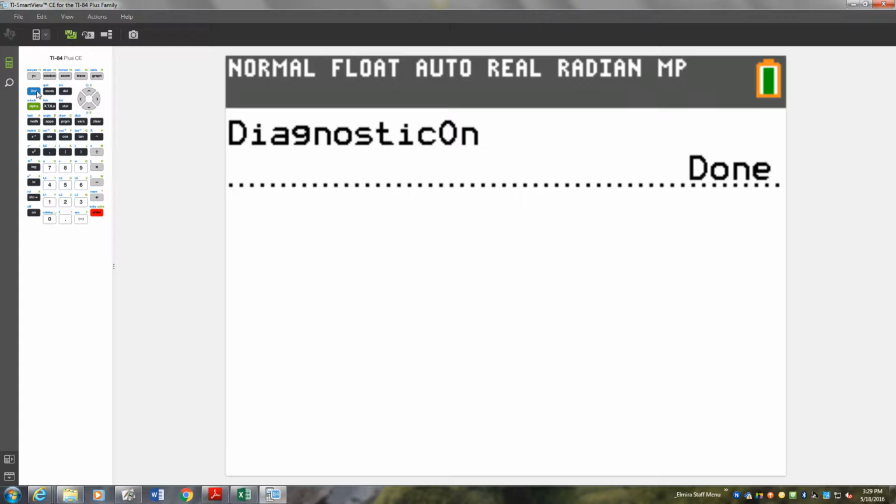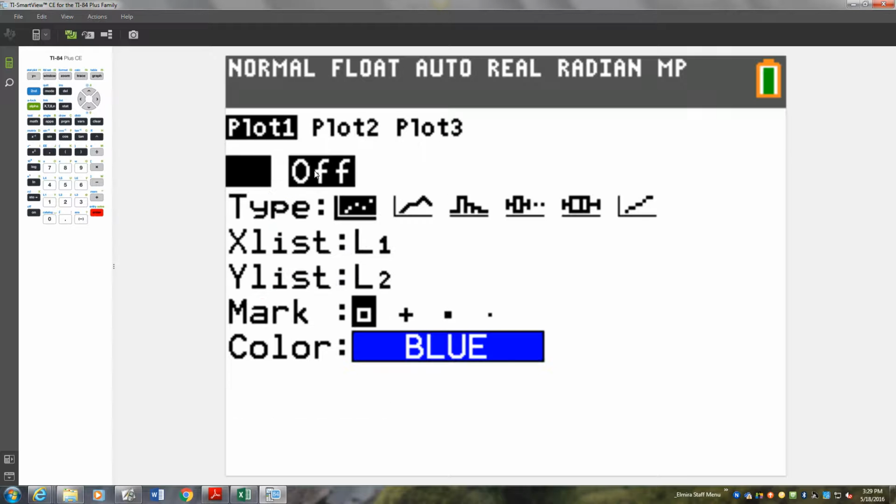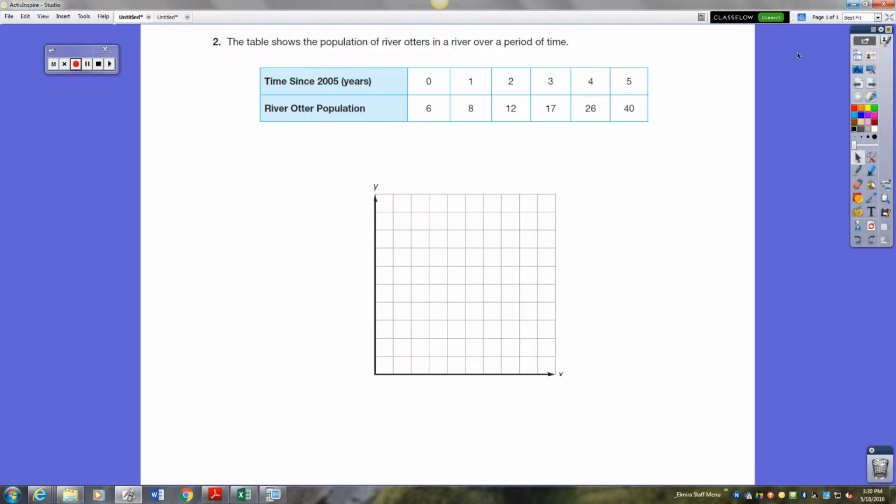The second thing I want you to do is go second stat plot and turn the stat plots on. Right now they're off by default, so I hit enter, and then the off is lit up. I want to hit enter so that on is lit up. The type of graph is by default the scatter plot. That's what we want. Okay, so our calculator is set up. Let's go back to the problem.